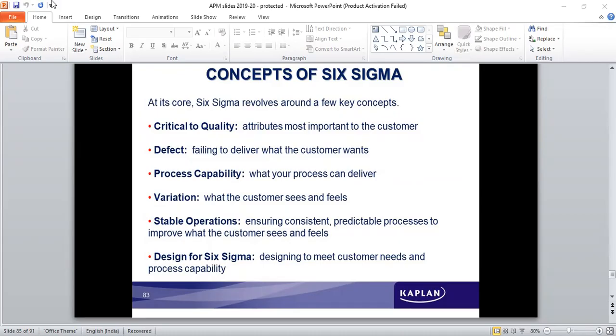There are certain concepts of Six Sigma. They are critical to quality, focus on quality, eliminating all defective units, process capability, variations, stable operations, and design for Six Sigma. Process capability is what your process can deliver, and how the customers look at the product. So what variation do they feel in that? Stable operations means ensuring consistent, predictable processes to improve what the customer sees and feels. And design for Six Sigma is to meet the customer's needs.